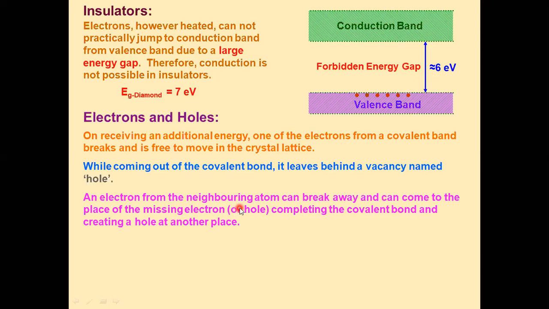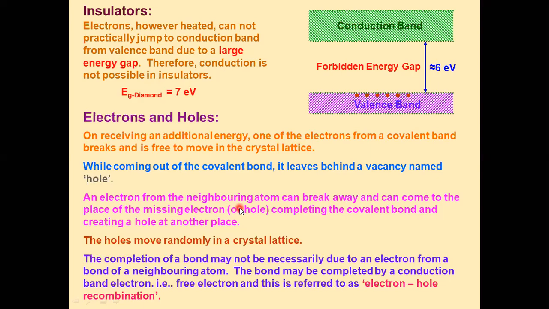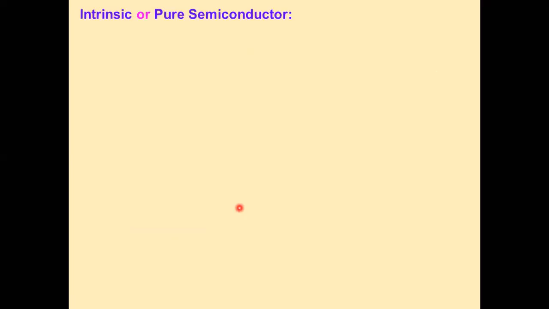An electron from the neighboring atom breaks away and comes to the place of the missing electron and completes the covalent bond, and at the same time it creates another hole at another place. Holes move randomly in the crystal, and the completion of this bond may be due to an electron from the bond of a neighboring atom. So this is the part of insulator.